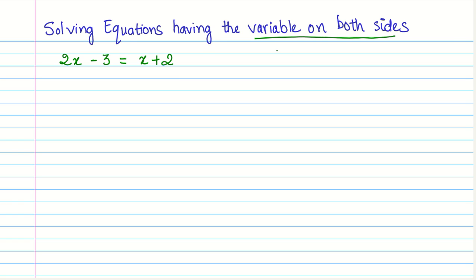So this is the next step. What happens if you have the variable on both the sides? Now let us look at this algebraic equation over here. It says 2x minus 3 equals x plus 2. Now this is something that we have not discussed earlier. It is the case where we have x, that is the variable, on both the sides.